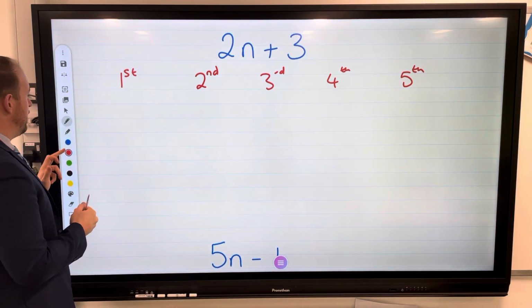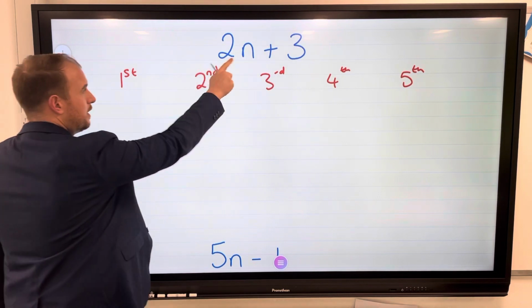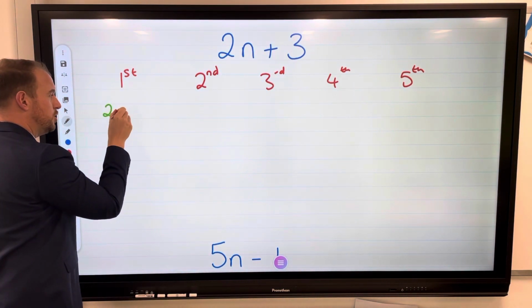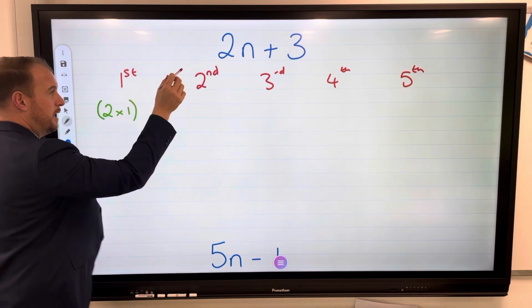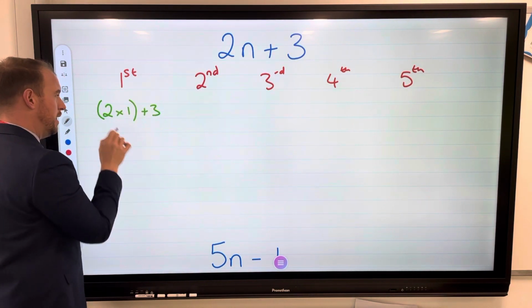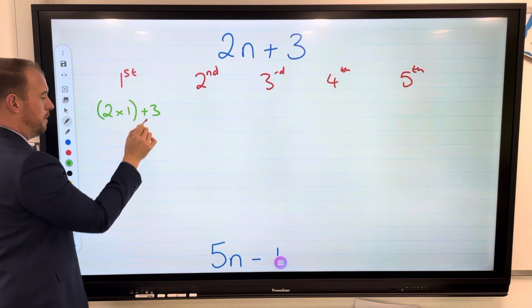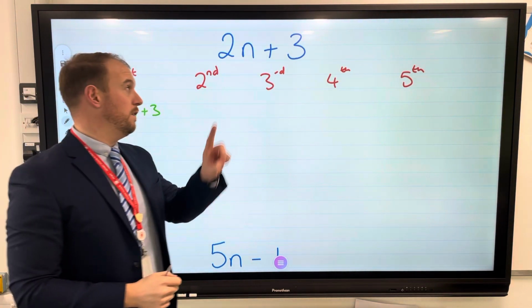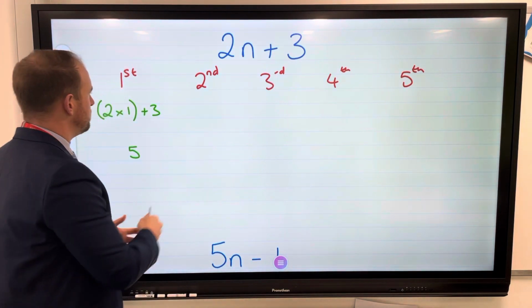So if n is going to be 1, I'm going to substitute the n for the 1, which means 2 times 1, then add the 3. Well, 2 times 1 is 2, plus 3 is 5. So my first term of the sequence is 5.